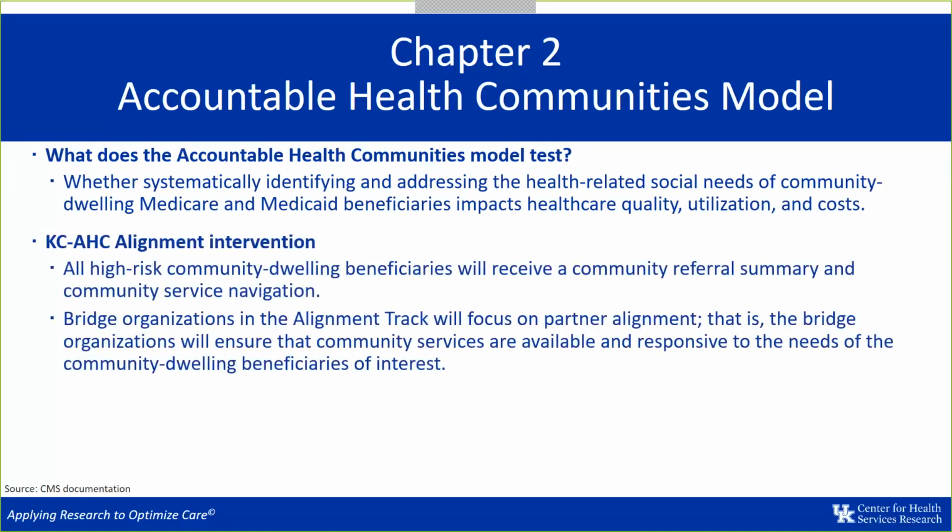The KC-AHC project was awarded a Track 3 grant, which involves what's called the alignment intervention, which involves all high-risk community dwelling beneficiaries receiving a community referral summary and community service navigation. Bridge organizations in the alignment track will focus on partner alignment. That is, the bridge organization will ensure that community services are available and responsive to the needs of the community dwelling beneficiaries of interest.